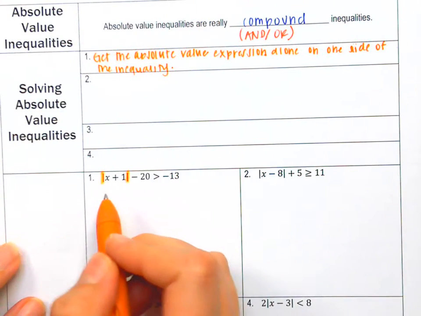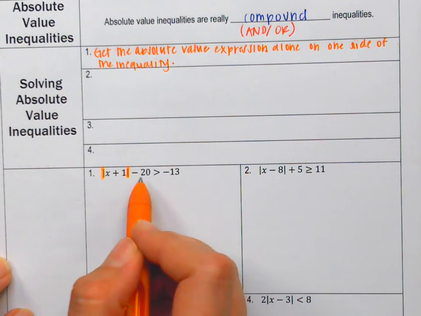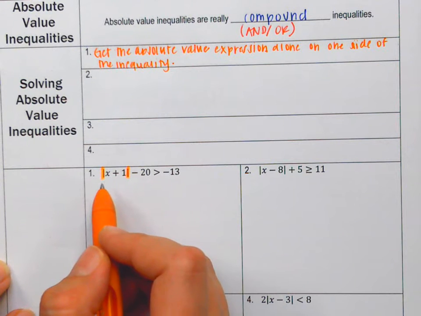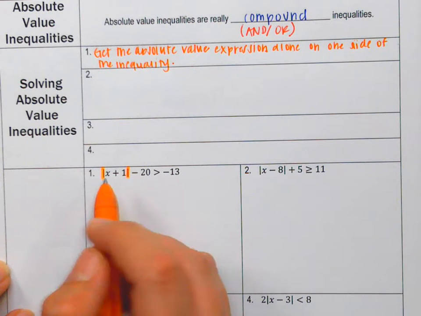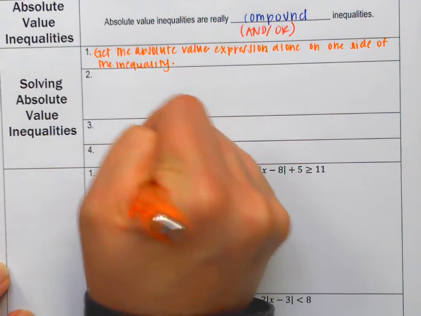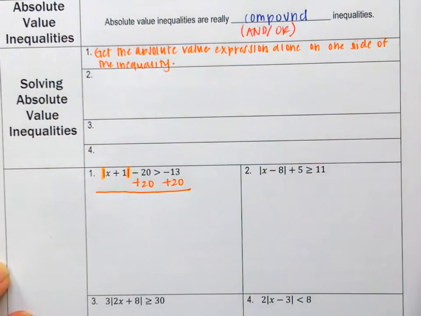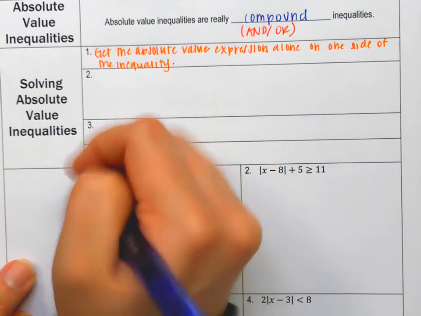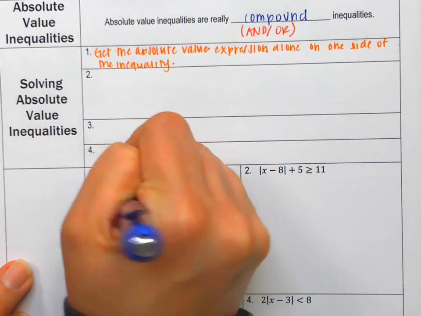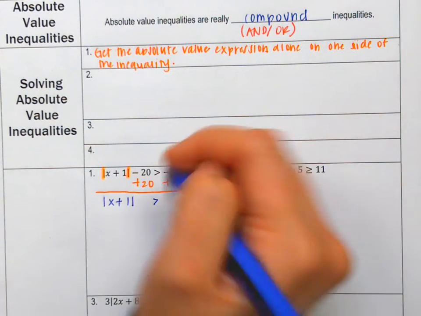So if I look at number 1, I am trying to get rid of this negative 20. That negative 20 is on the same side as the absolute value expression. So I want to move that to the other side. I do that by adding 20 to both sides of the inequality. So the absolute value of x plus 1 comes down, and then greater than negative 13 plus 20 is 7.